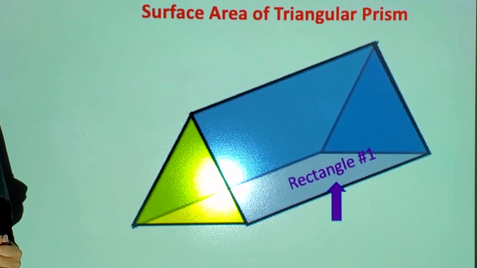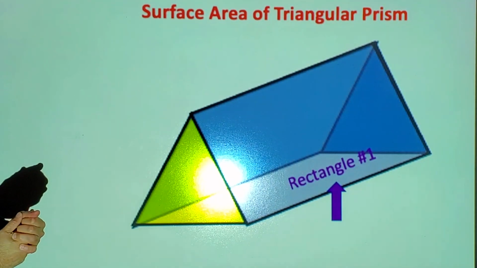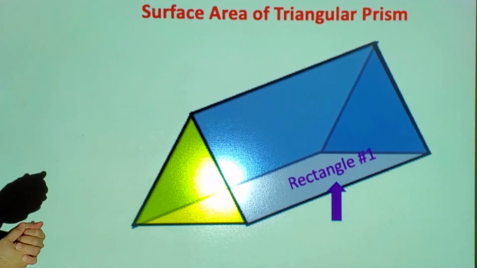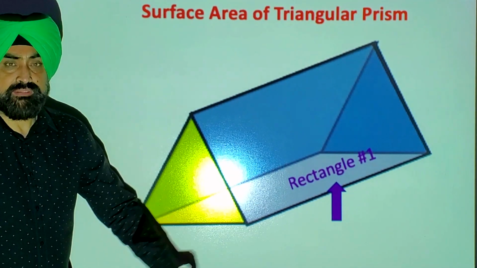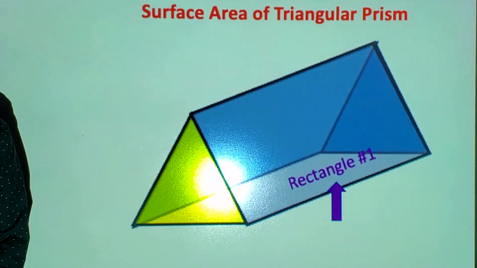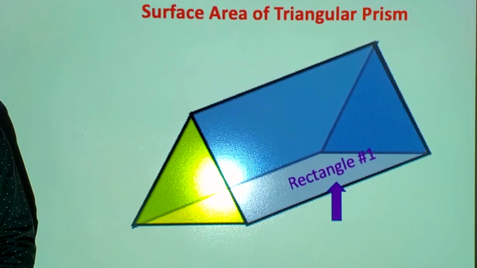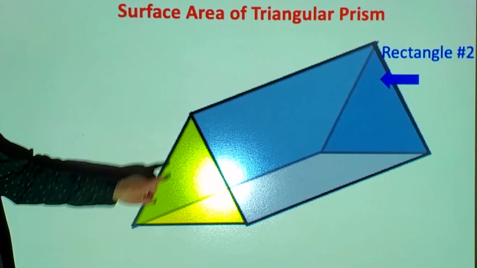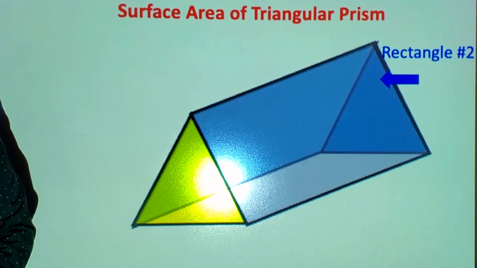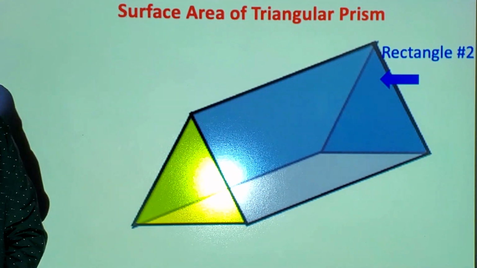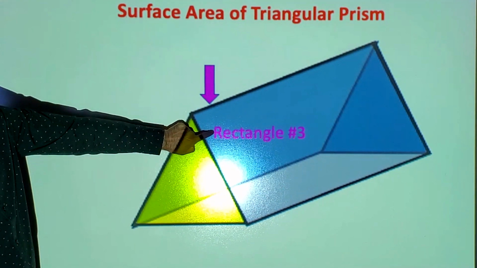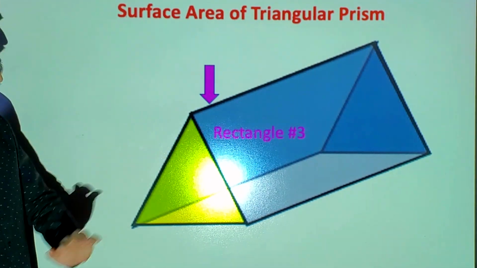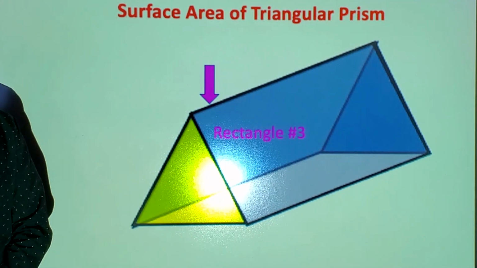How many surfaces are in a triangular prism? So the bottom here is in the shape of a rectangle. I named this rectangle 1. Right? So the bottom, the light gray one. And then you'll see there's a black outline one. That's rectangle number 2. And then the far end one, the dark gray one, is rectangle number 3.